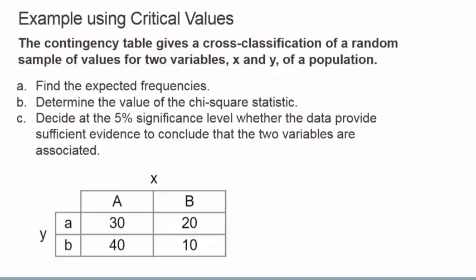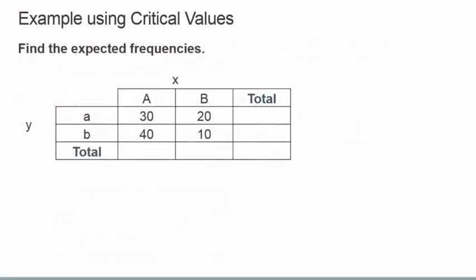For lowercase a, capital A, my result is 30. For lowercase a, capital B, the result is 20. For lowercase b, capital A, the result is 40. For lowercase b, capital B, the result is 10. Find the expected frequencies. The first thing we need to do is find the total of our rows and the total of our columns. Starting with lowercase a, I have in that row 30 and 20 for a total of 50. Lowercase b, that row has 40 and 10 for a total of 50.